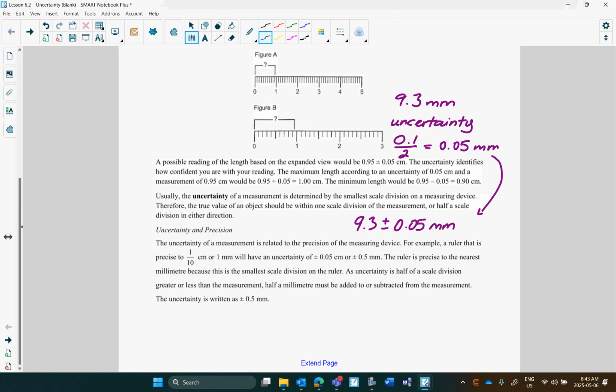So uncertainty is related to precision. For example, if we go back to this, we could look at this in millimeters like we did when we calculated the uncertainty. We could have looked at it in centimeters, in which case it would have been 1/10 of a centimeter. So it would have been 0.9 centimeters. But the ruler in this case is precise to the nearest millimeter because that's the smallest notch or scale division on the ruler.